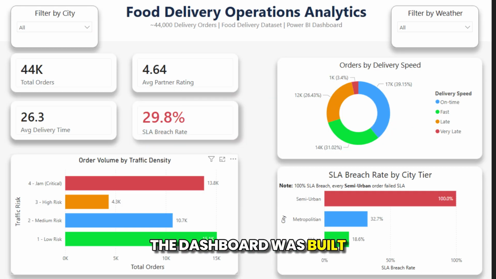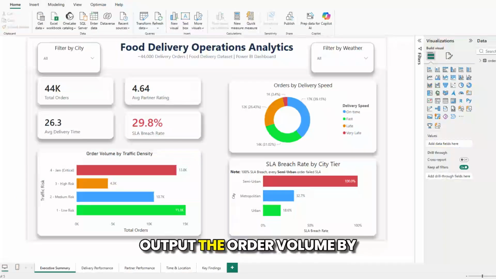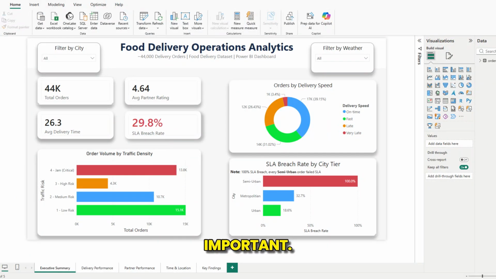The dashboard was built to make these findings accessible to someone who doesn't want to read SQL output. The order volume by traffic density chart is important here. It shows that jam conditions aren't just the most dangerous, they are also one of the highest volume categories. That combination is what makes it the top priority, and the city tier bar chart on the right makes semi-urban underperformance immediately visible.